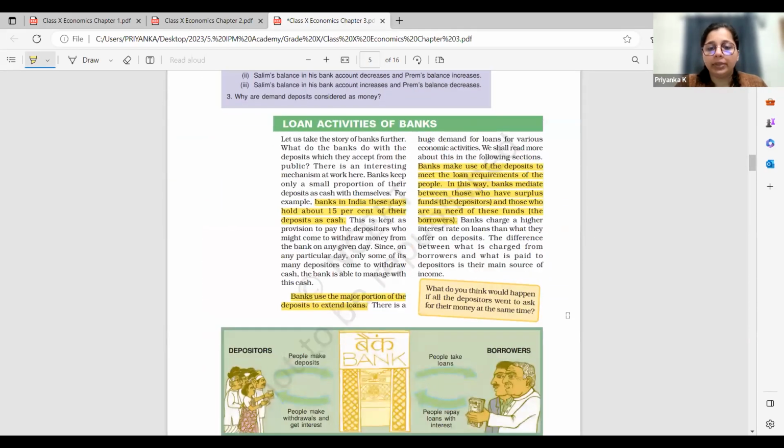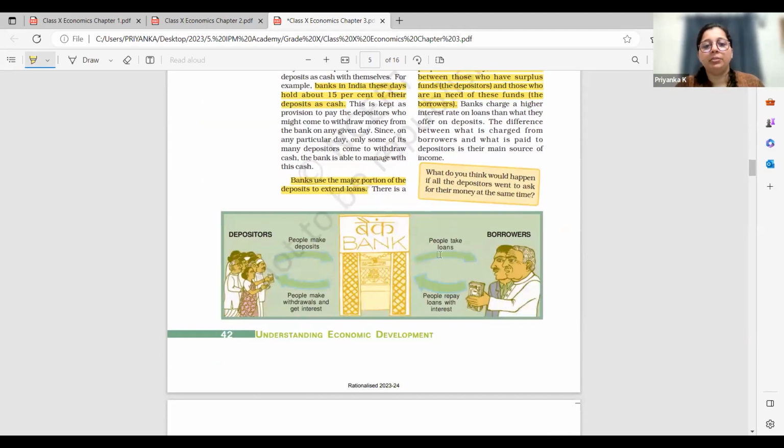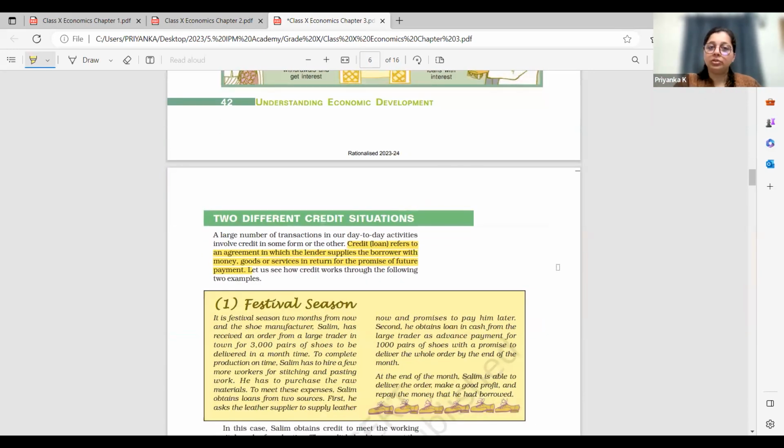And the loan activities of banks, I had already discussed. So depositors go to the bank, they make the deposit. With this deposit, as you can see in this picture, the bank gives loans to the borrowers. The borrowers pay the loan with interest, and from this interest, the bank keeps its profit, and the remaining it gives to the people who deposited the money, in the form of interest. In this way, banking activities also support the economic development of a country.